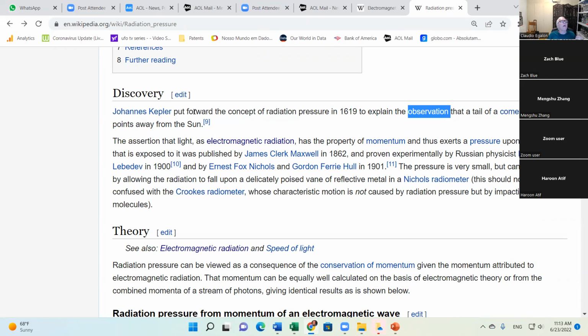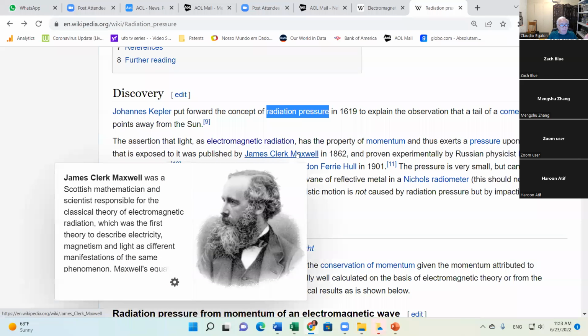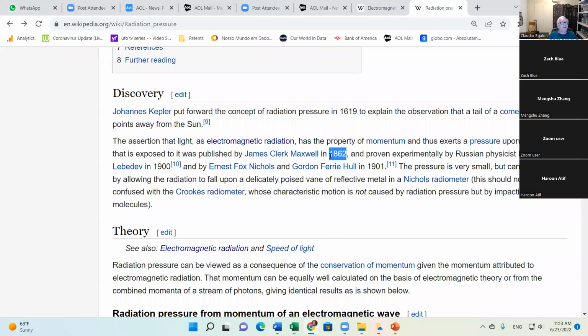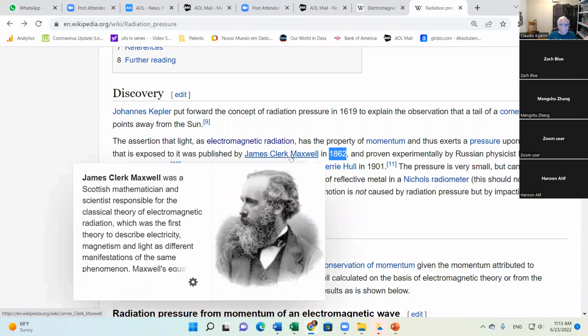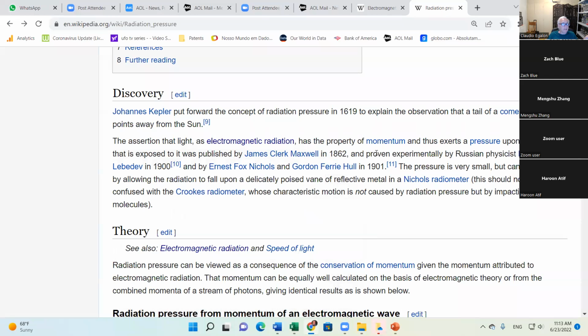Johann Kepler proposed the idea of radiation pressure. James Clerk Maxwell proved mathematically, almost 250 years later, that there is something called radiation pressure, but he didn't demonstrate it experimentally. It took someone else to prove it experimentally, the physicist Piotr Lebedev in 1900, almost 40 years later.